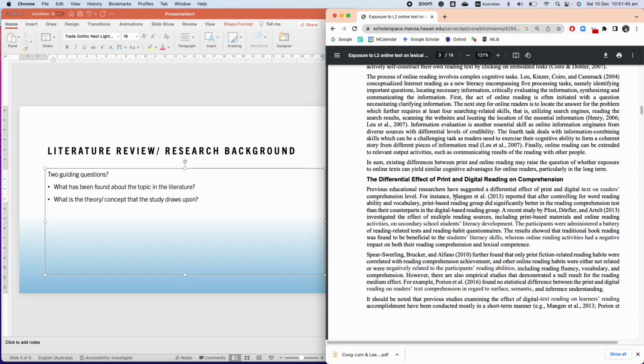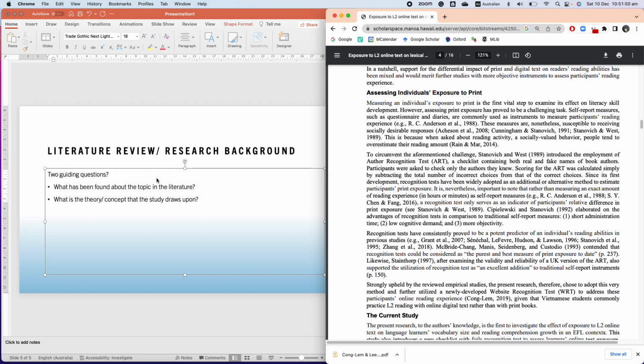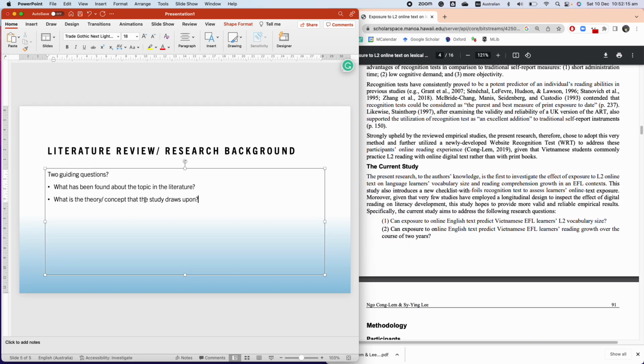Okay, it's up to you to decide how many, as long as you inform the reader what has been found and what is the theory or concept that you want to draw upon. This is important because it informs your methods, and then you can later discuss the findings in relation to the literature. And also the theory. What is a theory? That's the framework that guides your study.